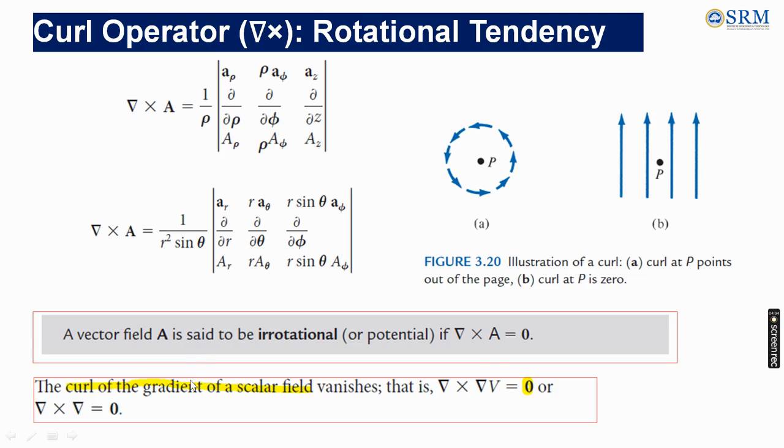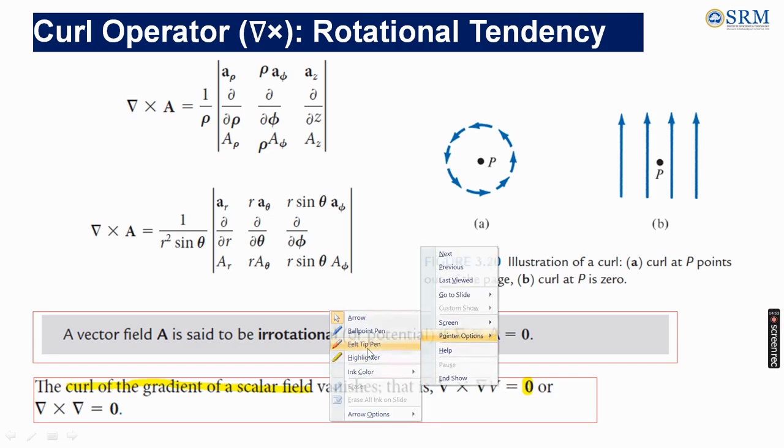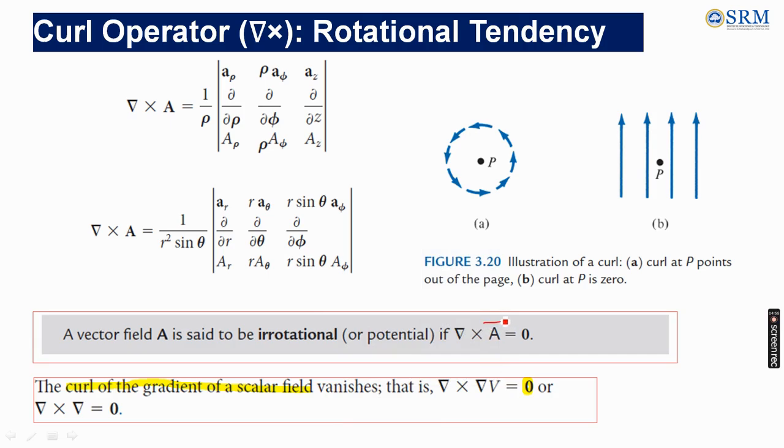One more thing to notice is the curl of the gradient of a scalar field. We know curl is del cross. The gradient of a scalar means del is the gradient operator and V is the scalar quantity that I already mentioned. That is equal to 0. The curl of the gradient of a scalar field is always 0. So I hope you understood the meaning of the irrotational property and the curl of a gradient of a scalar field.